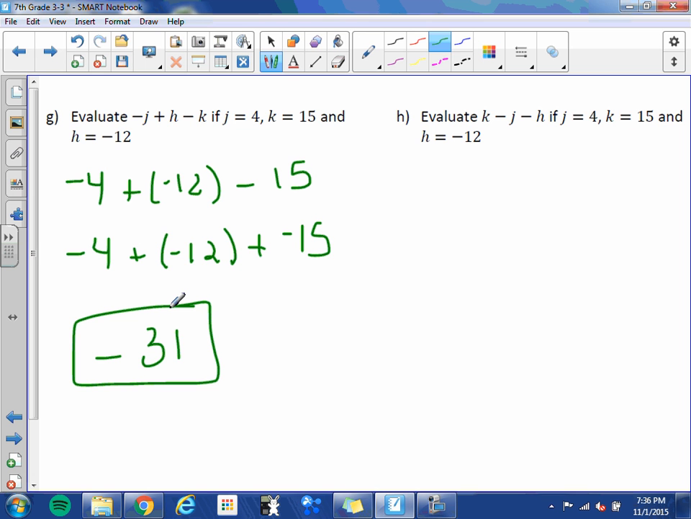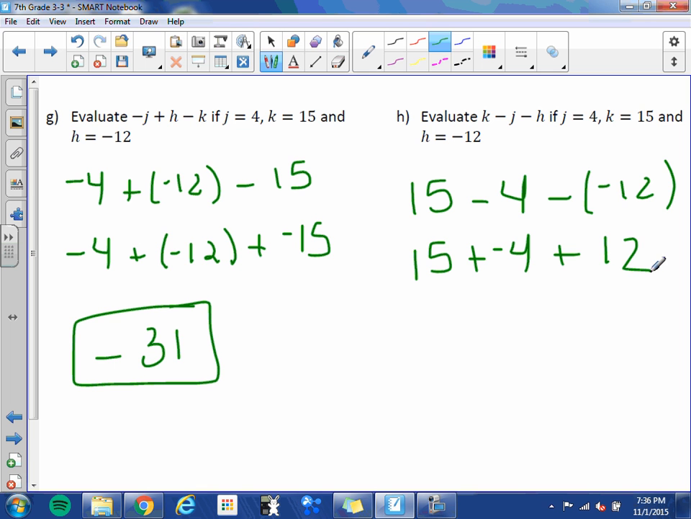Letter H. Evaluate k minus j minus h if j equals 4, k equals 15, and h equals negative 12. So k is 15 minus j, which is 4, minus h, which is negative 12. Change all your subtraction signs to addition, but remember to change the next number to the opposite. So I will not subtract, I will add the opposite. And again, I will add the opposite.